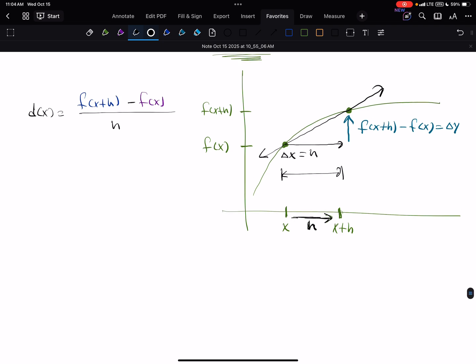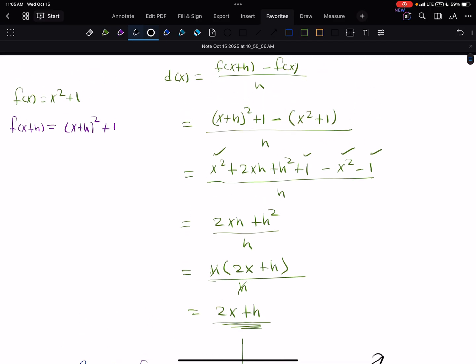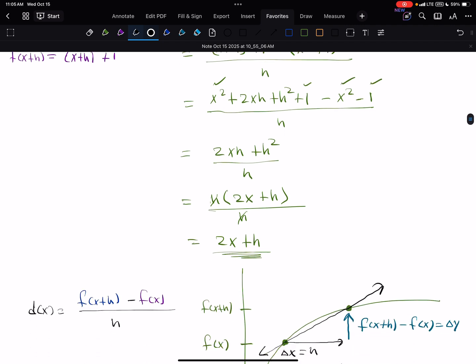Okay, well, for that to work out, the h value will have to cancel out, because I can't evaluate an h of 0. Well, the h value did cancel out, and now I can evaluate an h of 0, and I find out that function is just 2x. And so the big reveal here is that the function 2x contains every single slope of the function x squared plus 1.